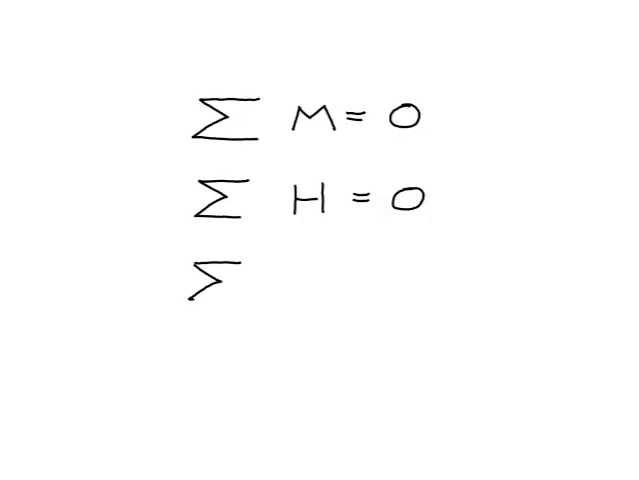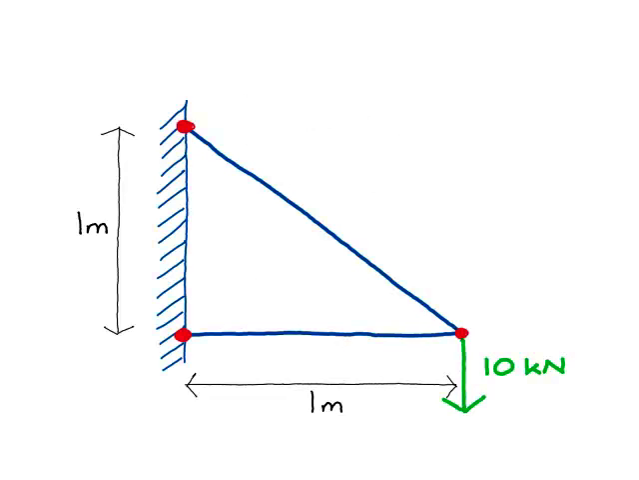We will make use of our three equations of equilibrium. The sum of the moments equals 0, the sum of the horizontal forces equals 0, and the sum of the vertical forces equals 0. These three equations allow us to calculate reaction forces and member forces. Let's look at a simple two-member truss. First, let's look at the reactions.